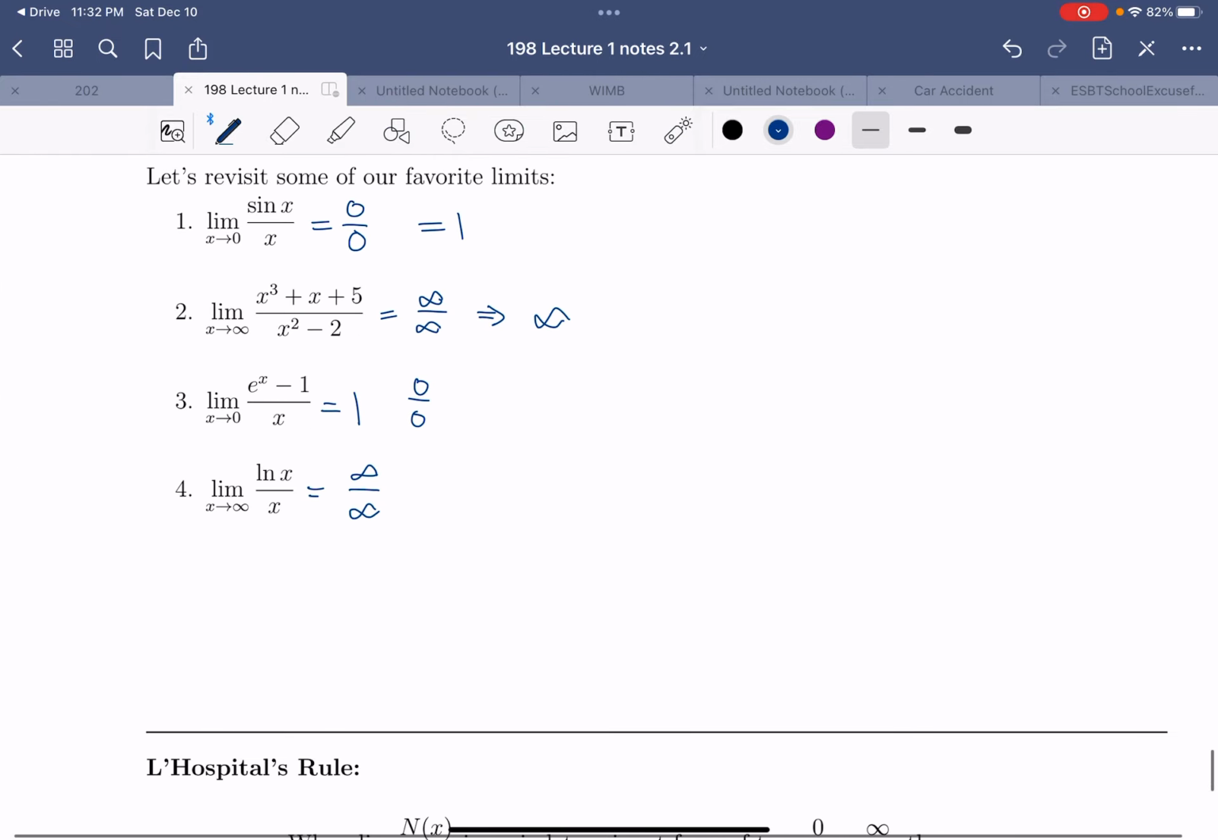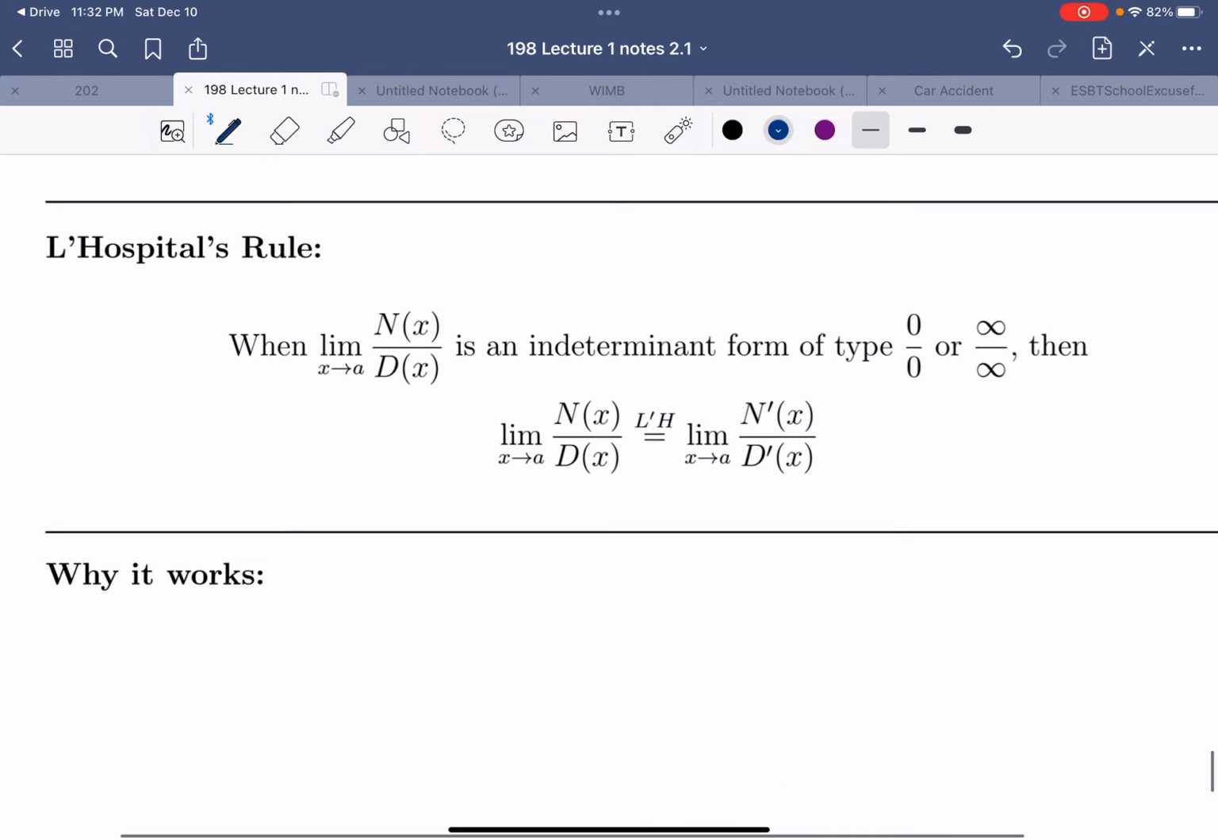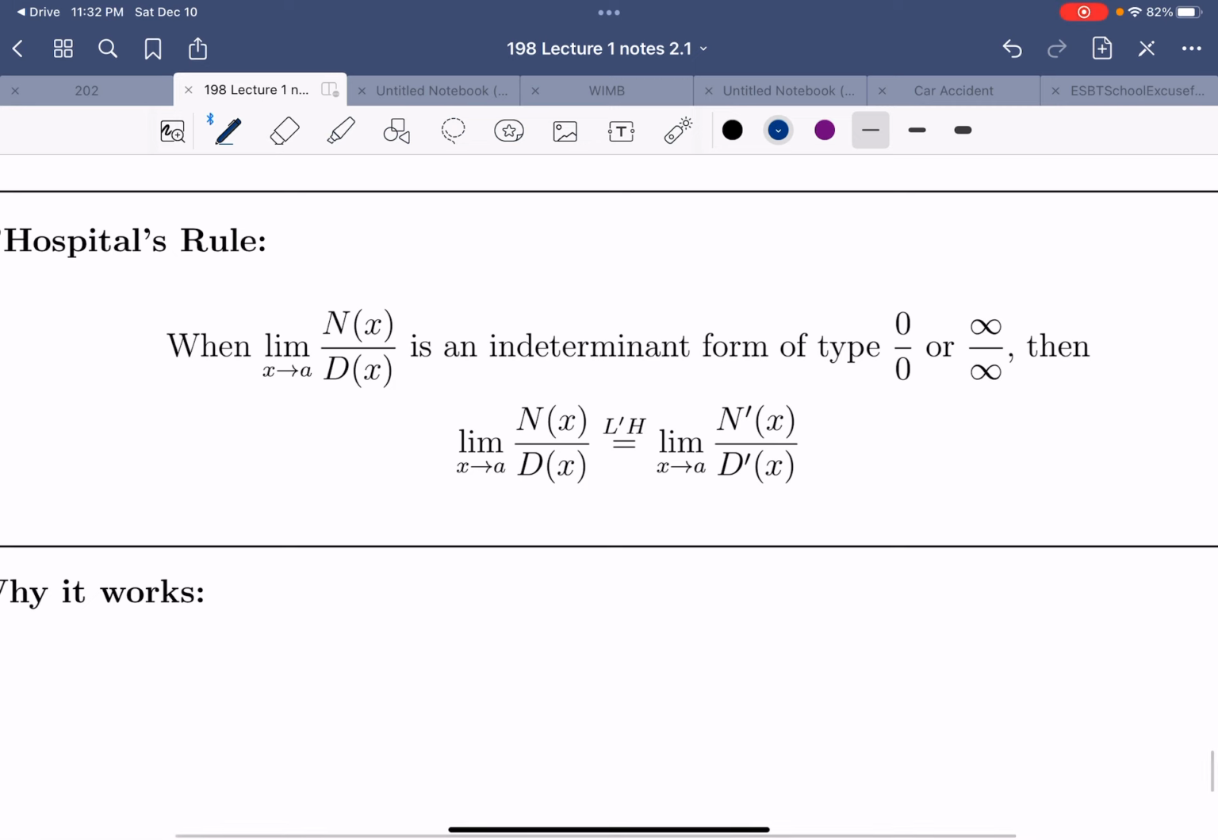So how can we find a better way, using calculus, using derivatives, to find these limits? Well, we end up with something called L'Hopital's rule. By the way, the S is silent there. Some spellings leave the S off, but I was taught that the S stays. So when you have a limit that is a fraction, and that's an indeterminate form of type 0 over 0 or infinity over infinity, then we can use L'Hopital's rule to take the limit as x goes to a of the derivative of the top divided by the derivative of the bottom.